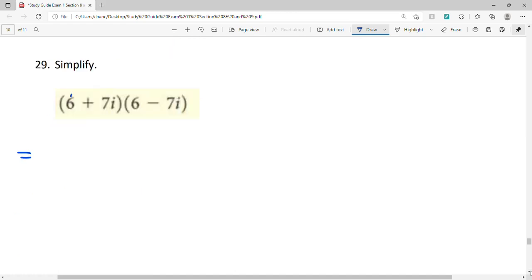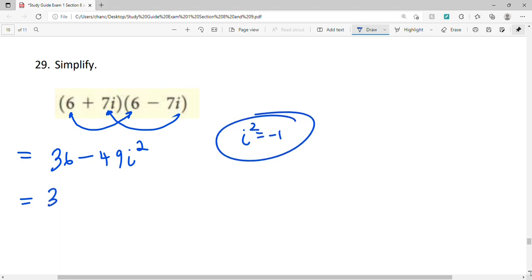In example 29, I'm going to have to FOIL this out. That's one way to do it. But if you check it again closely, you'll realize these two are conjugates. So we could FOIL it and get the same answer, or we could use the shortcut. The shortcut for conjugates is something that you should remember. It's the first with the first times the last with the last. 6 times 6 is 36. And 7i times negative 7i is negative 49i squared. Recall i squared equals negative 1. So I could rewrite this as 36 minus 49 times negative 1, which simplifies to 36 plus 49. And this simplifies to 85.